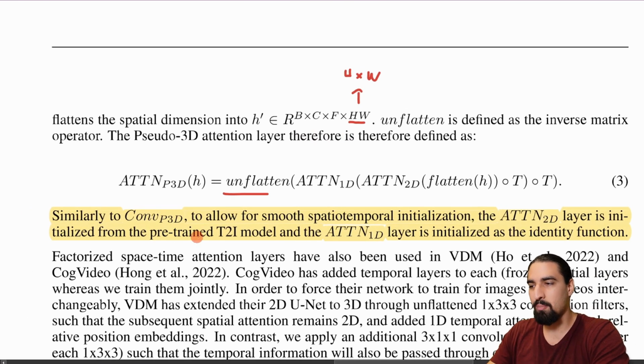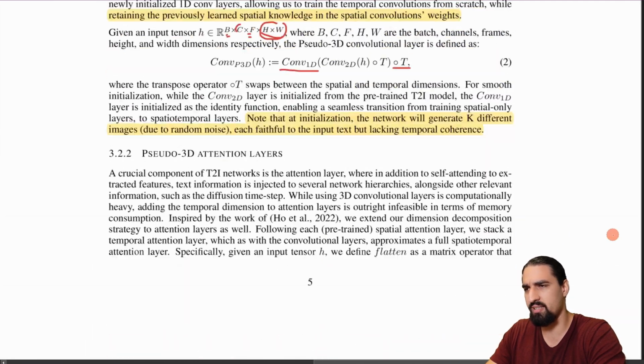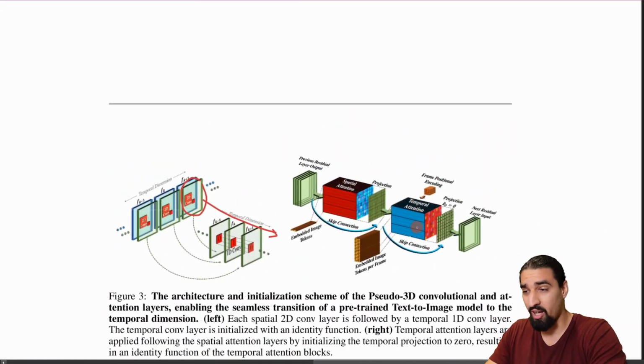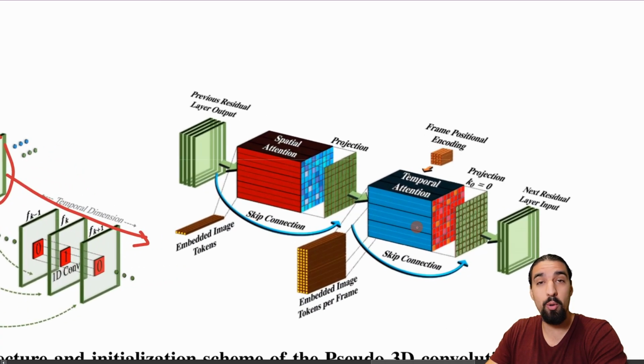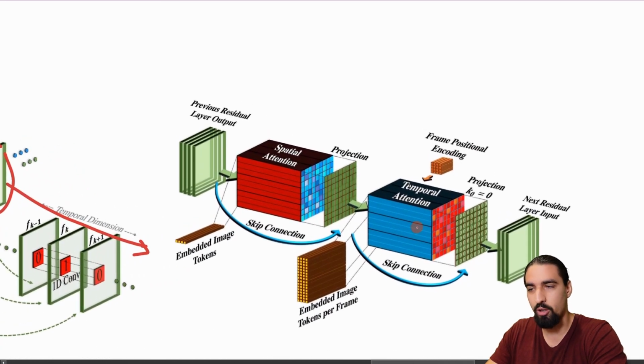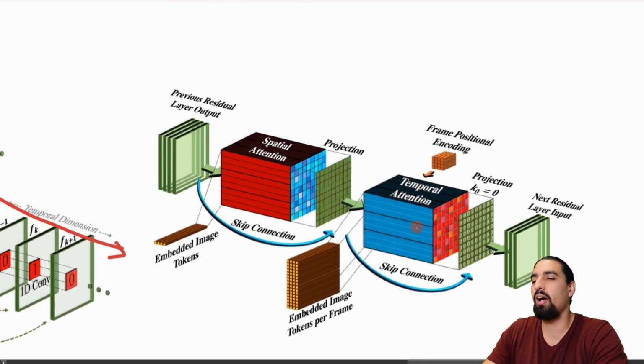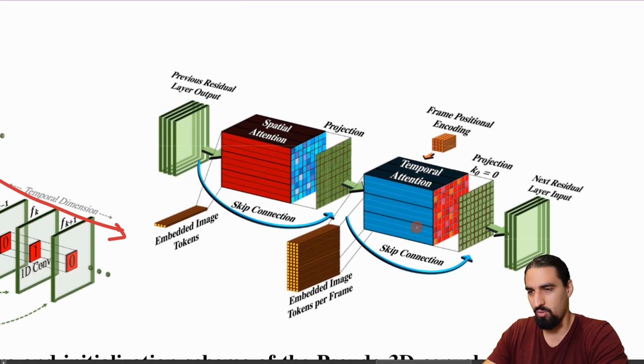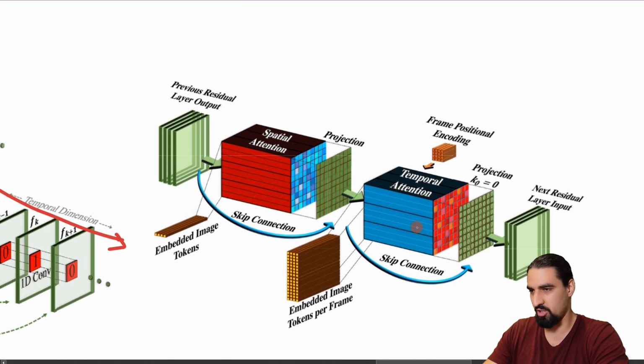Okay, and they say similarly to conv P3D, P standing for pseudo, to allow for smooth spatio-temporal initialization, the attention 2D layer is initialized from the pre-trained T2I model, and the attention 1D layer is initialized as the identity function initially. Okay, so let's again see the diagram here. The diagrams are quite vague, and also the code is not released, so I couldn't go and dig into the code and understand some of the details that are kind of ambiguous or not clear enough from the paper. But yeah, I'll do the best I can to infer the correct mechanisms here.